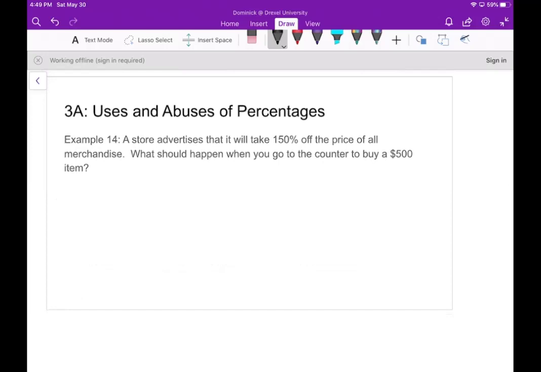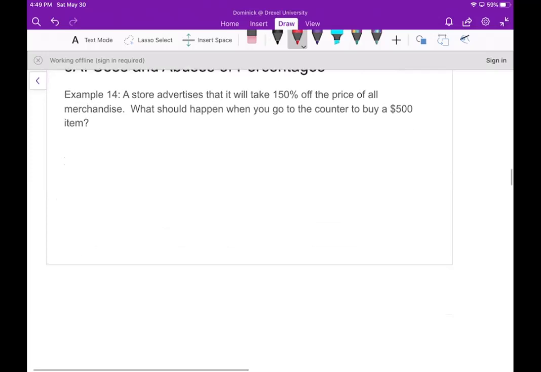Okay. Here's another example that's sort of kind of silly, right? We have that a store advertises that it will take 150% off the price of all merchandise. All right, now what should happen when you go to the counter to buy a $500 item? Well, if you take 150% off, that means that it's 100 minus 150% of $500, right? So you're going to get 500 times this minus 50%, right? So this clearly doesn't make sense.